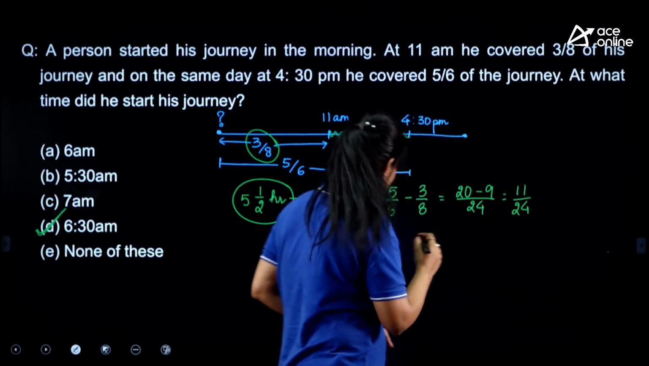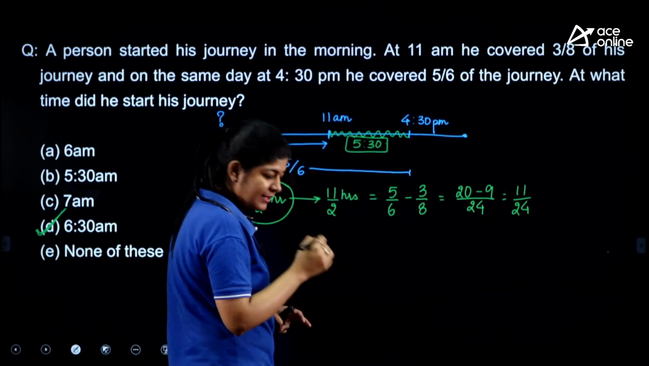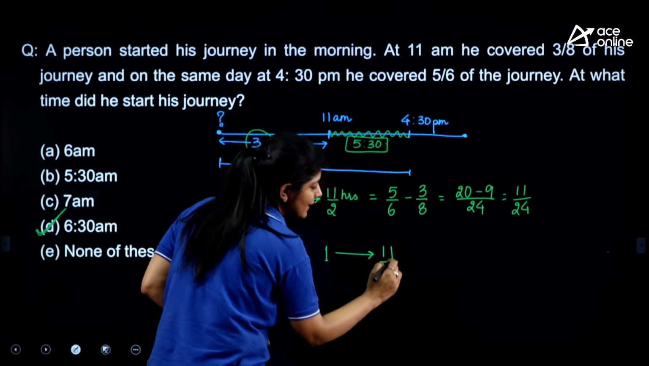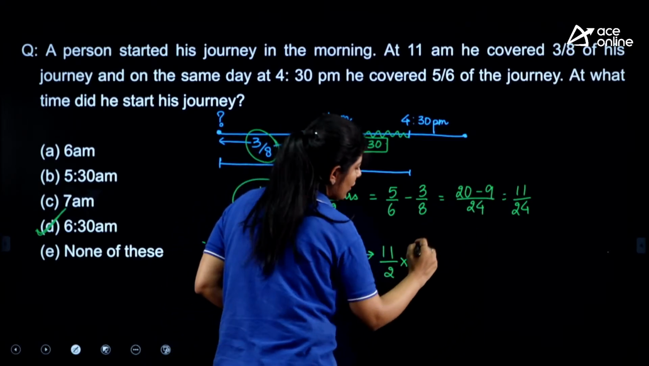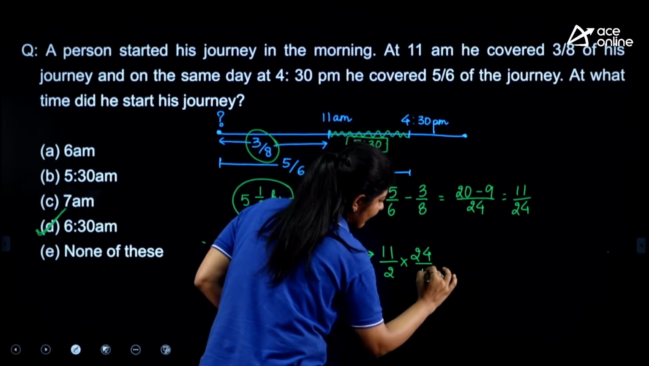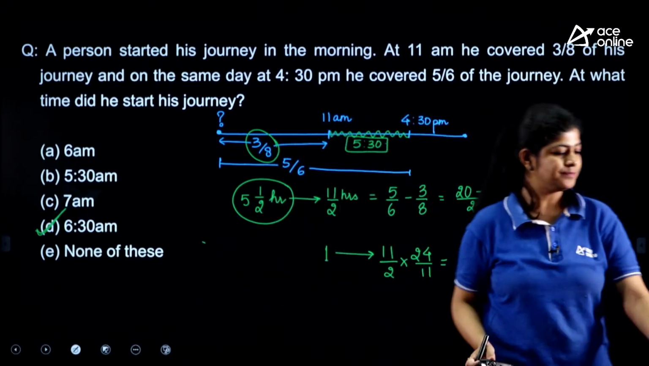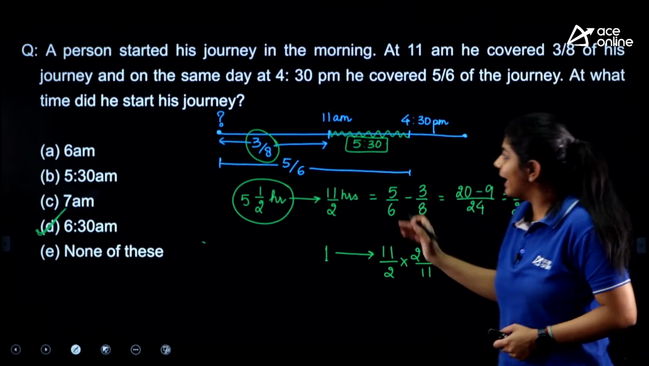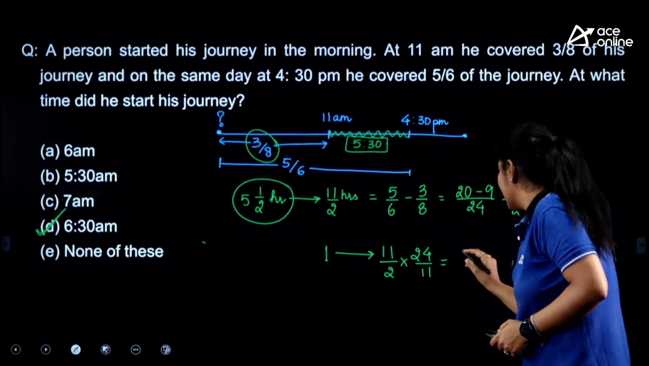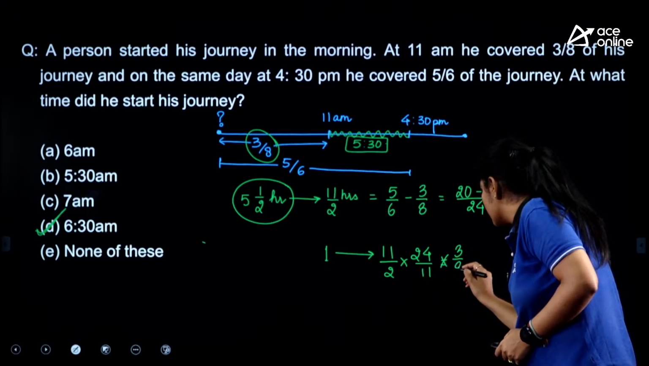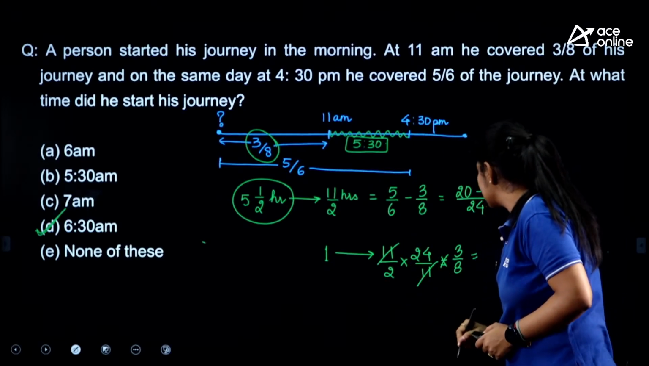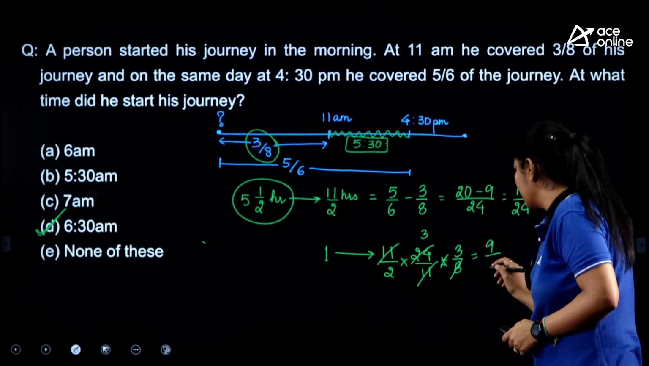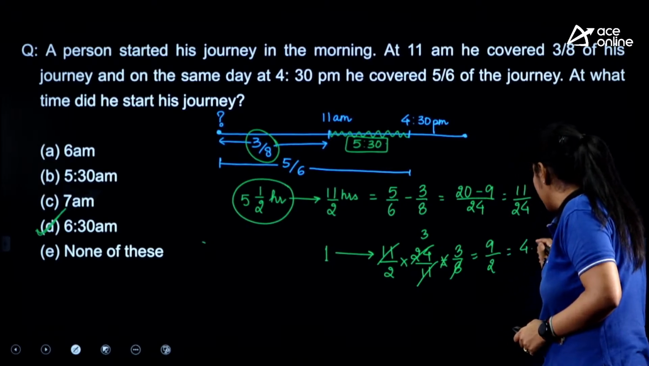Very good, Chandrasekhar. So, how will I write? He has to first cover the full distance, that is nothing but in this time period he covered a distance of 24 by 11. So, what answer are we getting? And at this time he covered only 3/8. So, we need to multiply it by 3/8 also. So, this thing and this thing is eliminated. Here we get 3 and this is nothing but 9/2. That means 4.5.